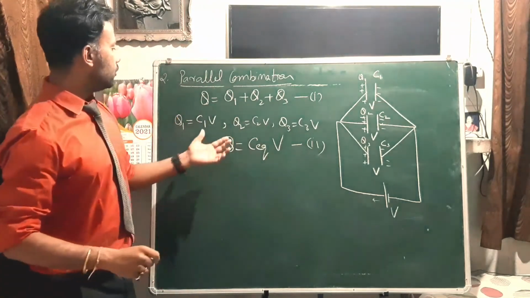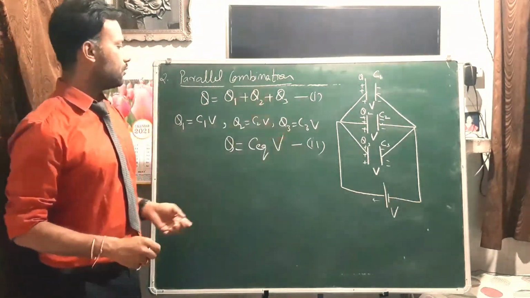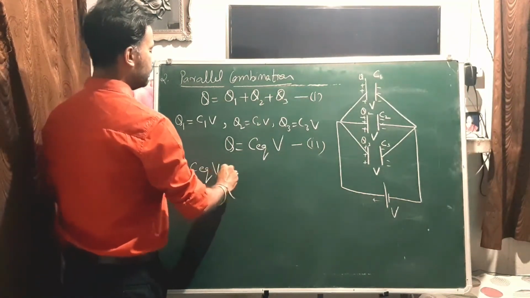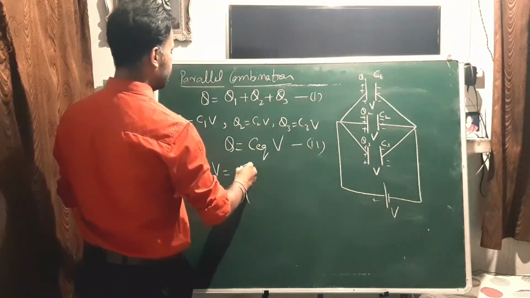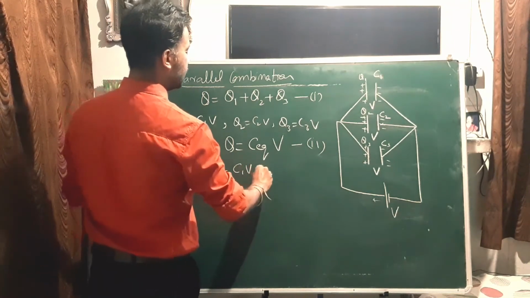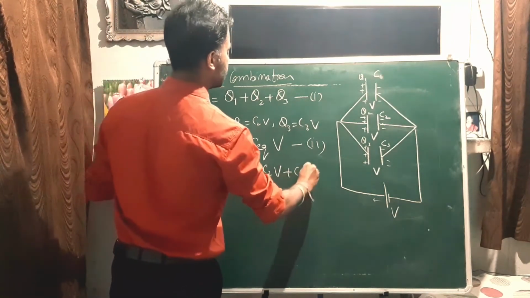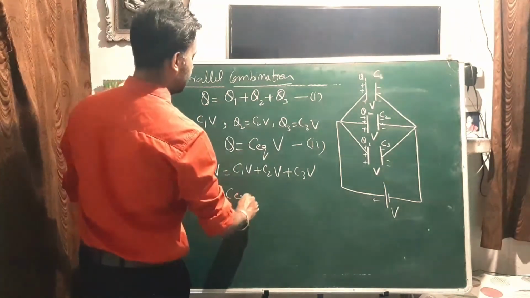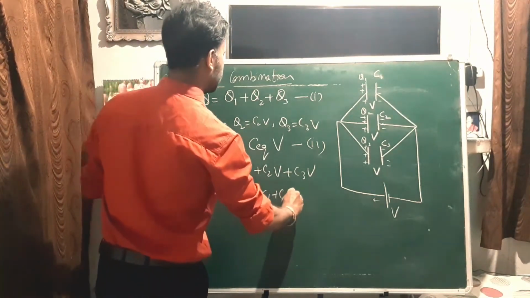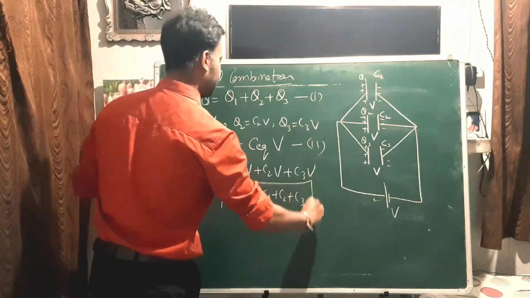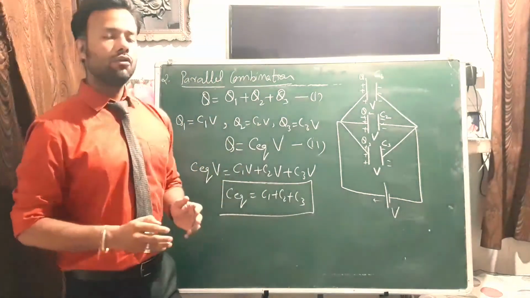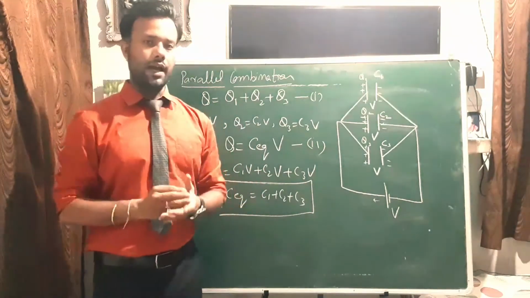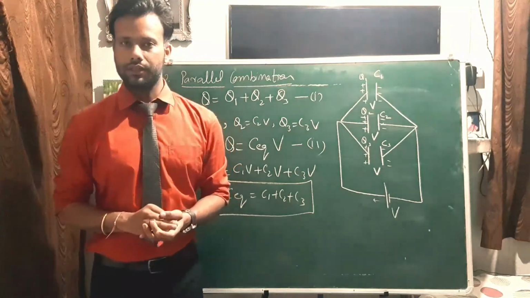Now put the values of Q1, Q2 and Q3 from equation number 2 into equation number 1. This will become C equivalent into V is equal to C1V plus C2V plus C3V. When you take V common, you will get C equivalent equals C1 plus C2 plus C3. So this is the equivalent capacitance in the parallel combination. We directly add the values of capacitances.